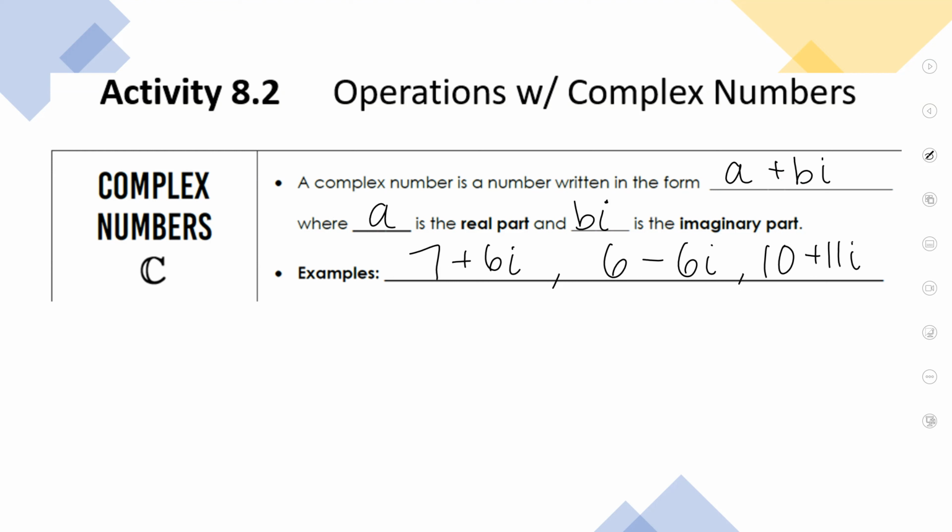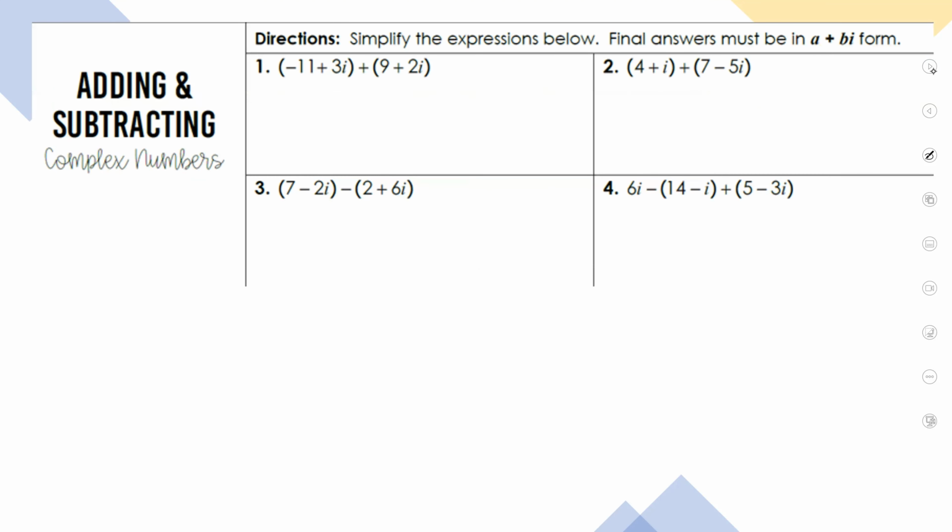And we're going to be doing operations. Operations means adding these, subtracting these, multiplying and dividing these, okay? So let's look at an example. Here we are adding two complex numbers, okay? So I'm going to combine my real part and then combine my imaginary part.